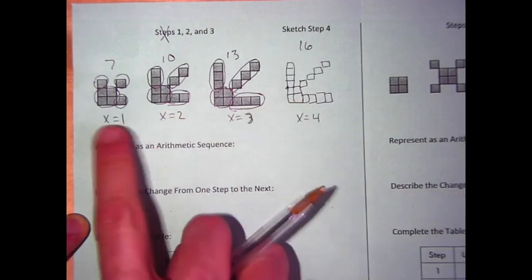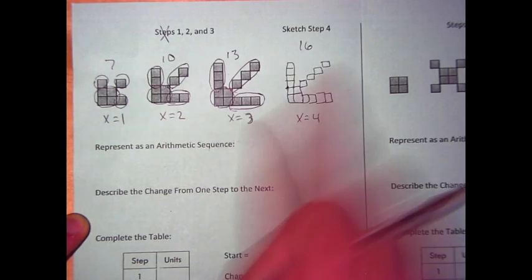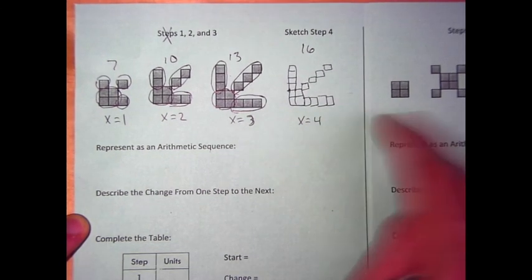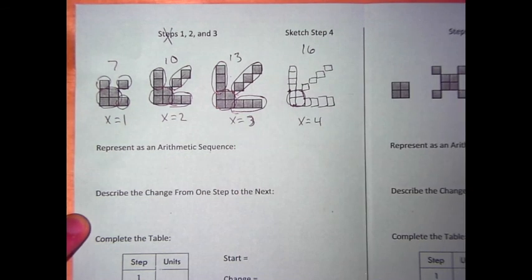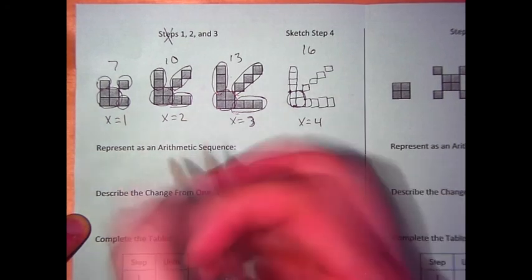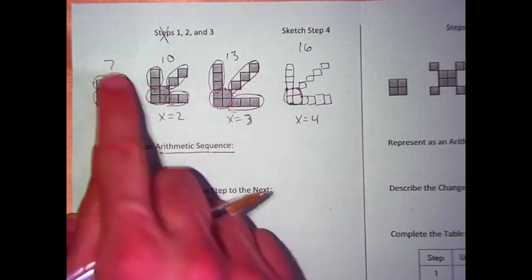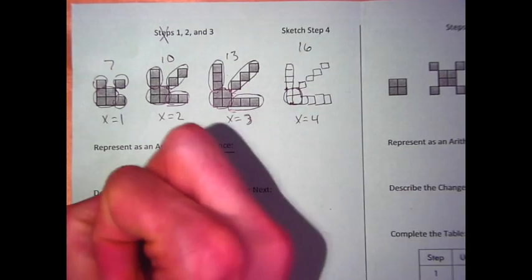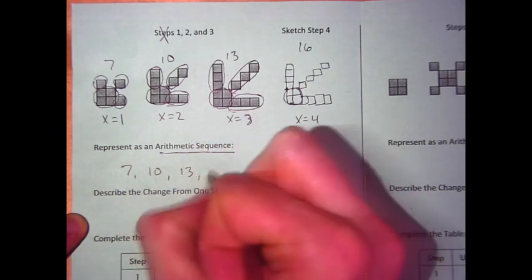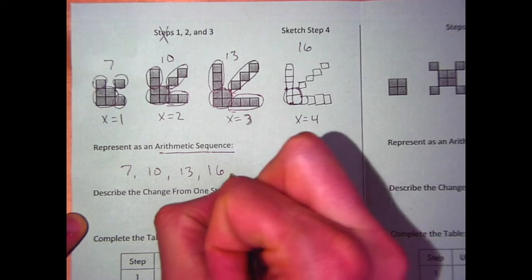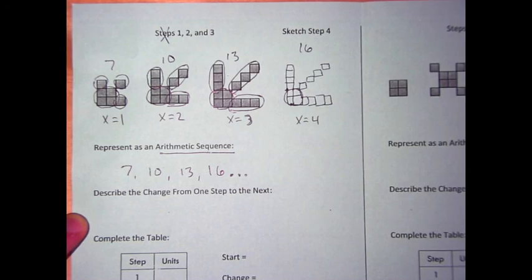So here we have 7 at 1, 10 at 2, 13 at 3, 16 at 4. And that could keep going, right? But what you notice is that there's always going to be that constant 4 that you're starting with. Your arithmetic sequence is just another way to represent this pattern. Instead of using just the pictures, we're going to pick out just the numbers. The first number was 7, then a 10, a 13, and a 16. And then from there you could put a dot, dot, dot, which just means it goes on forever.